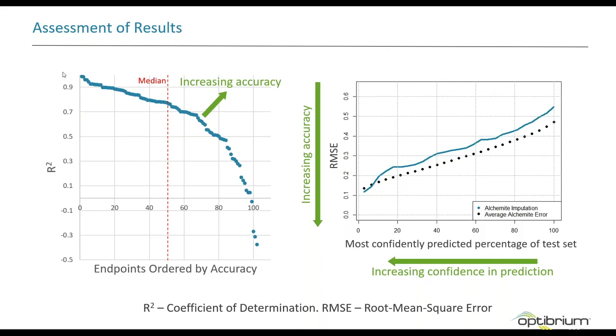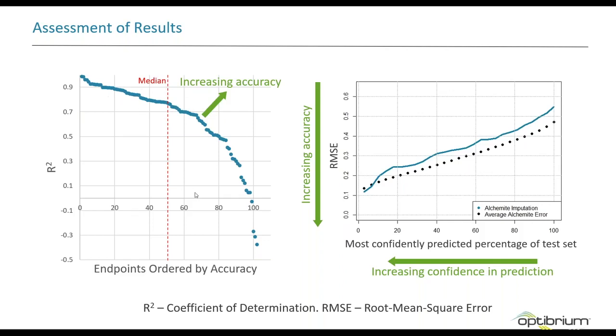And so after we calculate the coefficient of determination for each endpoint on the test set, we can rank the endpoints based on accuracy, and we can generate a performance profile by plotting the endpoints ordered by accuracy on the x-axis and the coefficient of determination R squared on the y-axis. So we can generate a profile similar to this one, where the higher the performance is represented roughly by the area under the curve, or in other terms, if the line goes towards the top right.